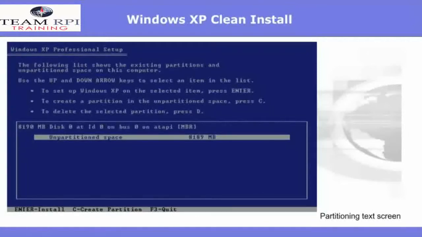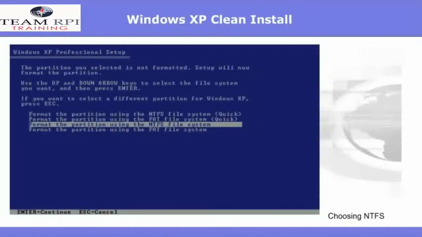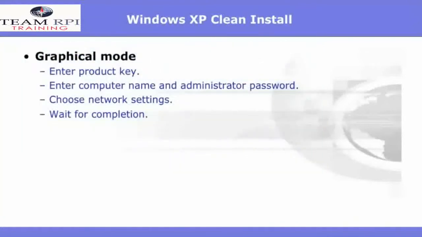The first step is to identify the partition and the partition size in which we want to perform our installation. Then we'll choose our file system. NTFS is the preferred file system for the Windows operating system. After this, Windows will now put us into a graphical mode. This is where we're going to enter our product key, give our computer a name and an administrative password. We'll configure any required network settings, and then we wait for it to finish.